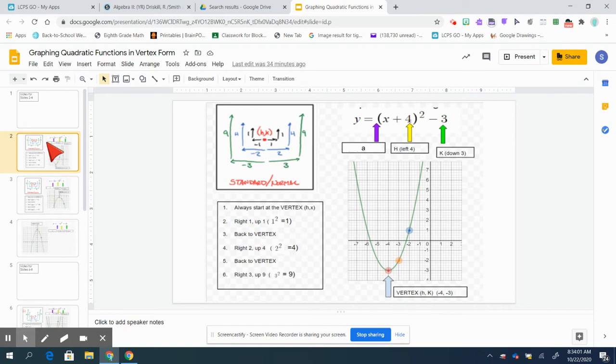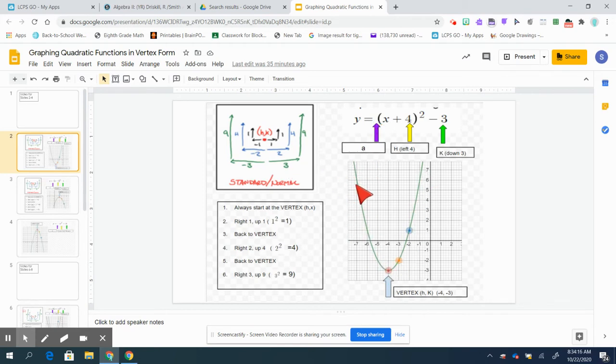So our first graph is when we have the standard or normal graph when our A value is 1. So when there is no number here, we know that A is 1, and this one's a positive 1. So we know our graph will be going up.